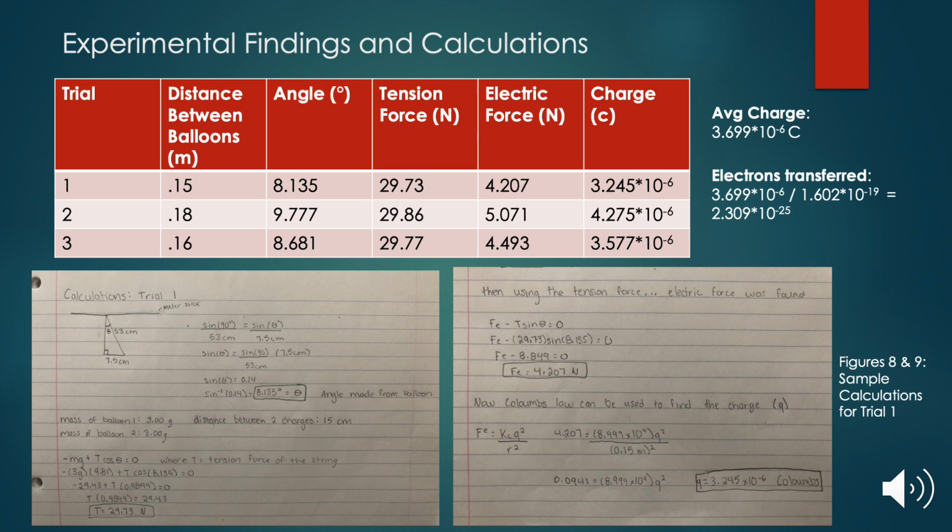It was found that the average charge of the balloons was 3.699 times 10 to the negative 6 coulombs. In order to calculate this, the angle between the two balloons was found and used to calculate the tension force both in the x and y direction. Because the overall net force was zero, the forces in the x and y direction were set equal to zero. Once the tension force was calculated, the tension force in the x direction was used to calculate the electrical force. Then the electrical force was set equal to Coulomb's law, where the charges were calculated. Q squared was used because the charges were equal. To find the number of electrons transferred, the average charge was divided by the charge of a single electron.